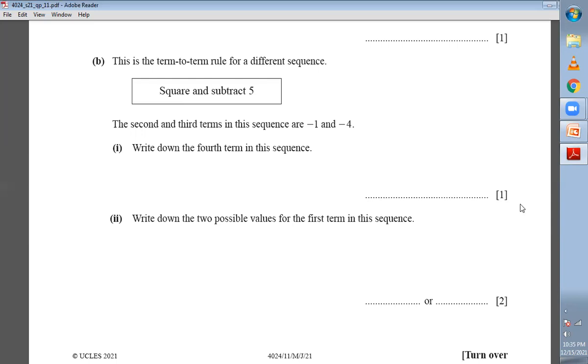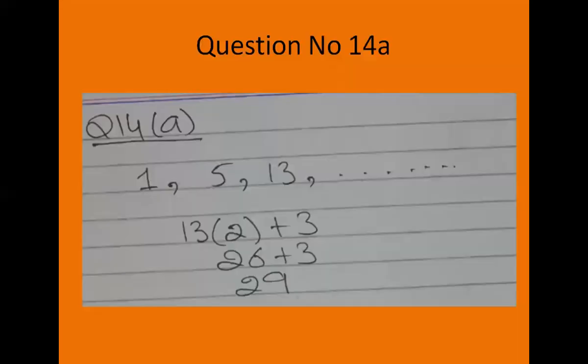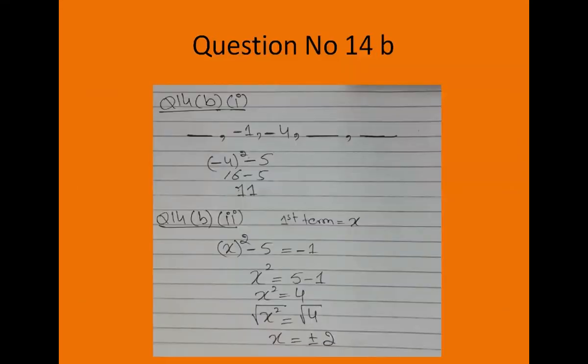Okay, so square and subtract 5. So let me show you. The first term is missing, the second and the third terms are given, and the fourth term is what is asked. The rule they gave us is you square the previous term and you subtract 5 from that. So we will take this term, which is -4, we will square it and subtract 5. So you will have 16 minus 5, and that will give you 11. So this is how you find the fourth term.